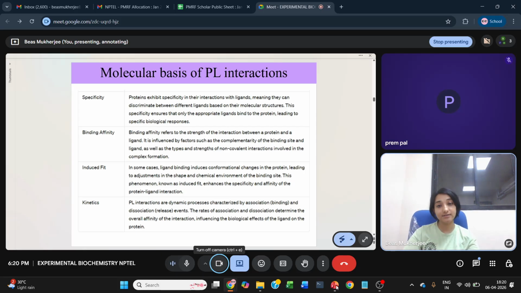Now, kinetics. Protein-ligand interactions are dynamic processes characterized by association and dissociation. So, reversibility. The rate of association and dissociation determine the overall affinity of the interaction. This is something very important, and we will read about this in the upcoming slides, that there is a K on and K off rate, influencing the biological effects of the ligand on the protein.